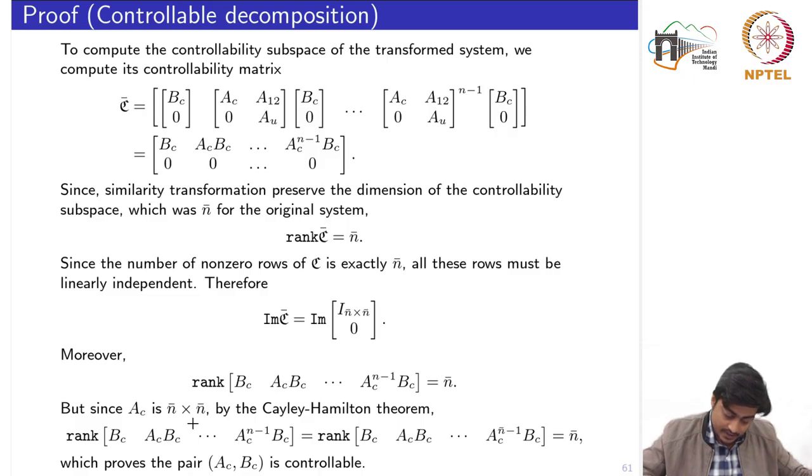And since AC is a square matrix of dimension n bar, again by using the Cayley-Hamilton theorem, we would have the rank of this one equal to the rank of this one, because the rest won't contribute to computing the rank. So the rank of this rest of the matrix is n bar, which proves that the pair AC, BC is controllable. Okay, because we have discarded the matrices which were contributing towards the failing of the rank condition.